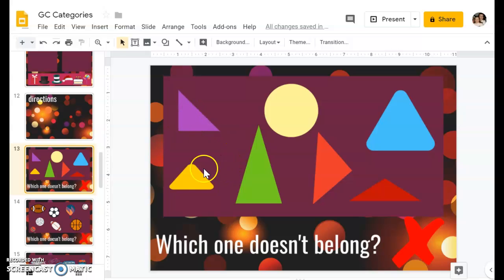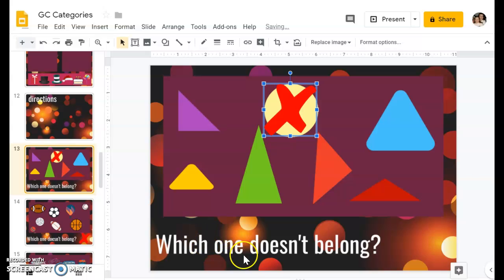So for the first one, I see that a lot of these are triangles, but only one of them is not. So my category would be triangles, and the one that does not match that category is the circle. So I'm going to take my X down here, I'm going to click it and drag it over top of the circle so that it shows me that that one does not belong.